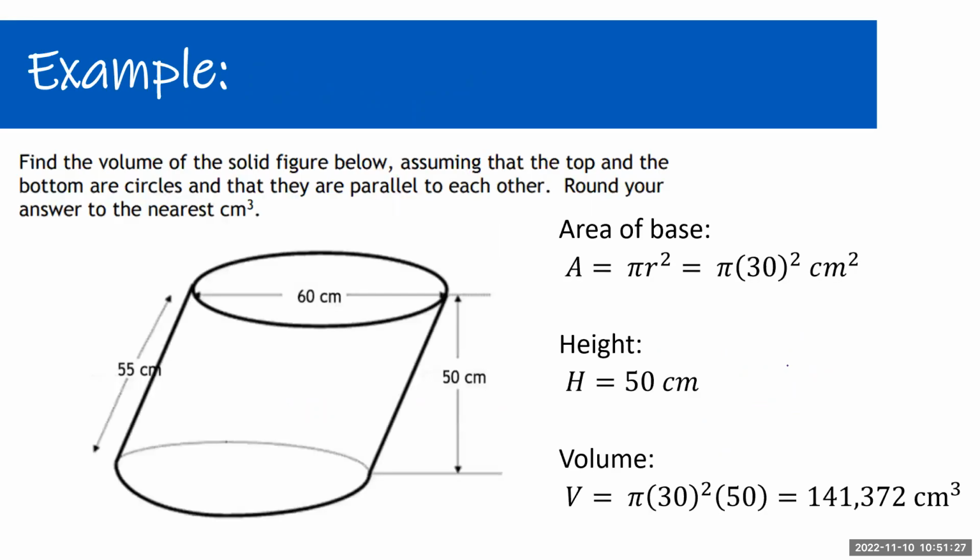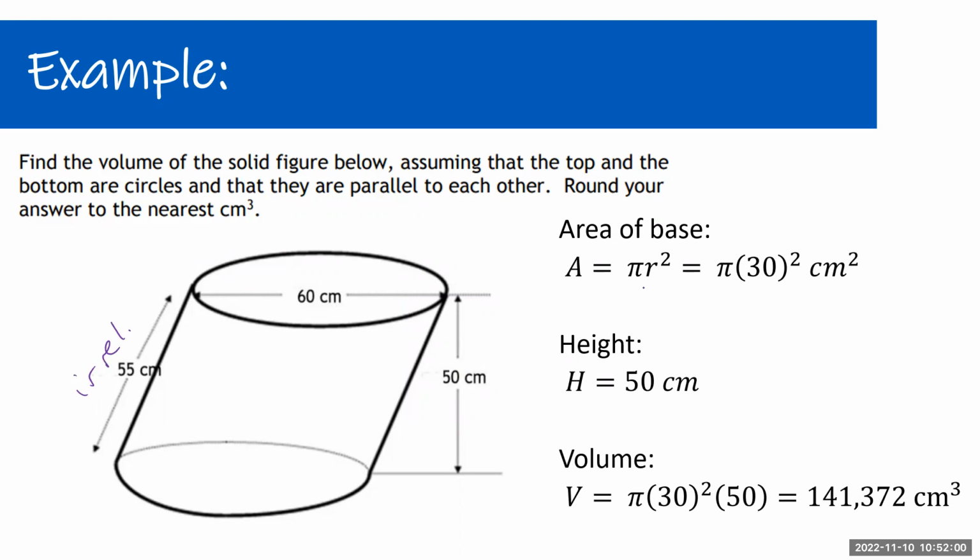So let's look at this example. If we want to find the volume of this cylinder here, remember that the top and the bottom are circles and they have to be parallel. Okay. So that means that they're not angled one way or another. That means that they will never touch each other. So we know that our circles have a diameter of 60 centimeters and the vertical height is 50 centimeters. This here is irrelevant. It's not the vertical height. We don't need it for this problem, okay?